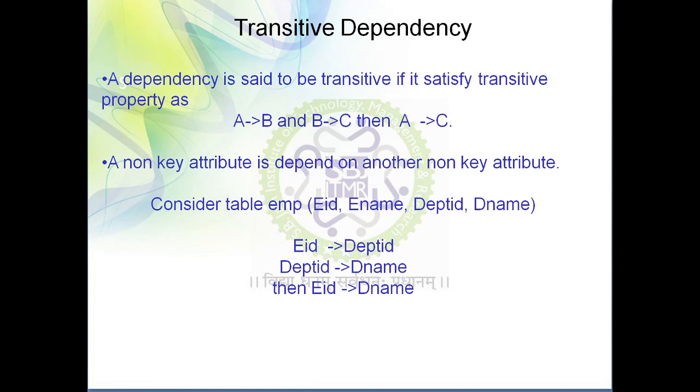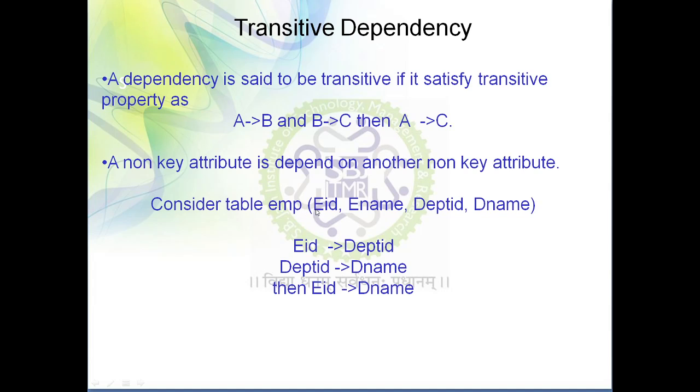Now the next is transitive dependency. Transitive dependency is very simple. Suppose you know the transitive property. What is the transitive property? Suppose A determines B and B determines C, then we can say that A determines C. So a dependency is said to be transitive if it satisfies the transitive property. This is a very simple thing. So we'll take a simple example.